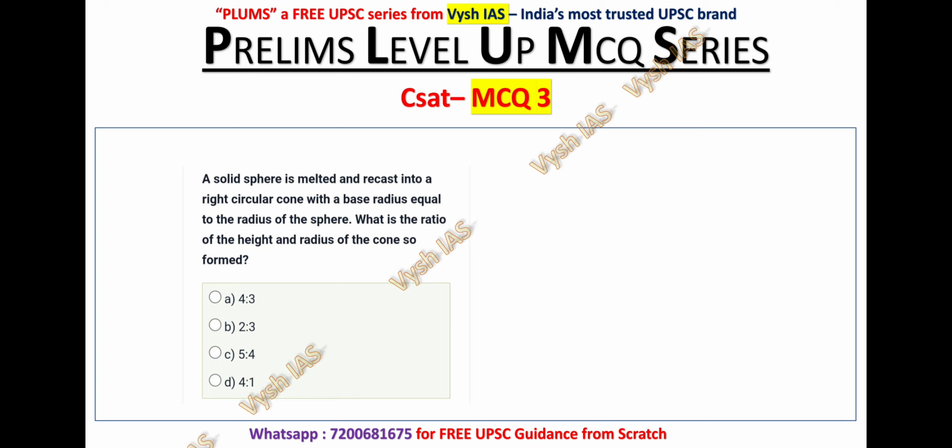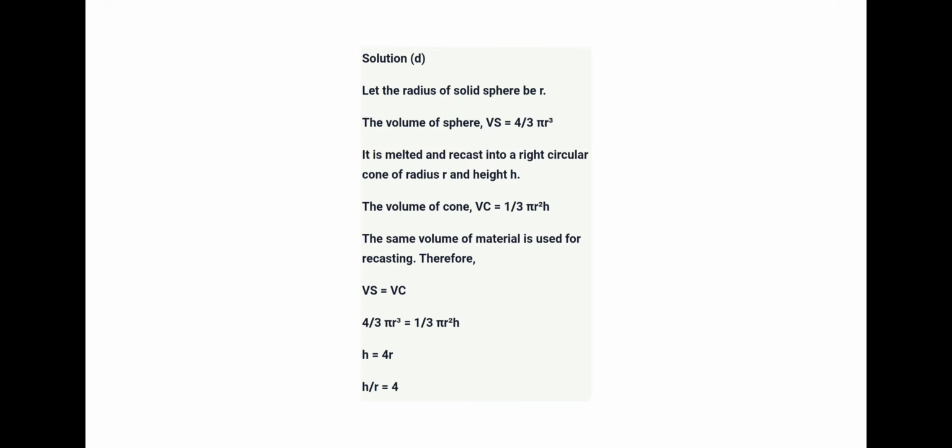So here, whatever it may be, if it is recasted, the volume of the sphere and the cone will remain the same. So we have to equate the volume of the cone and the sphere. That's it. We will get the answer.